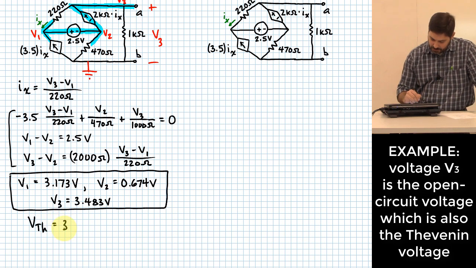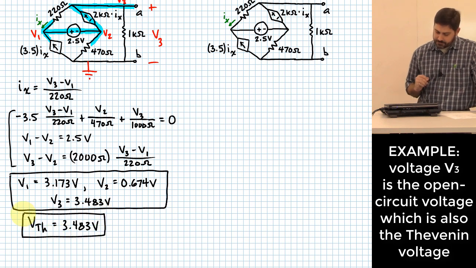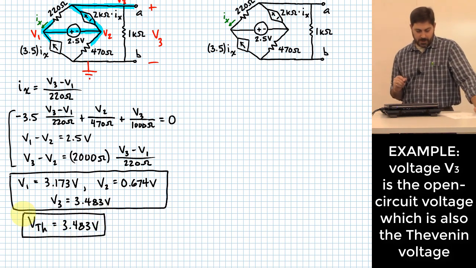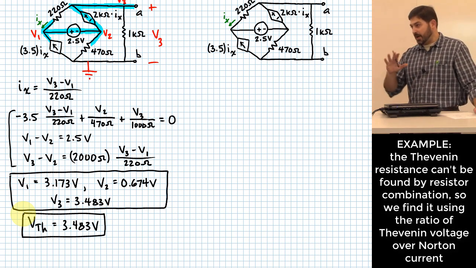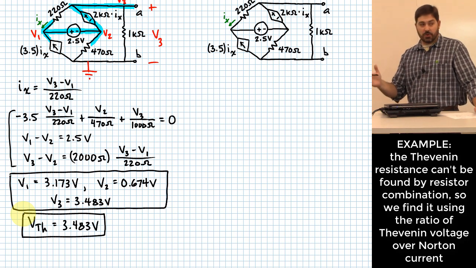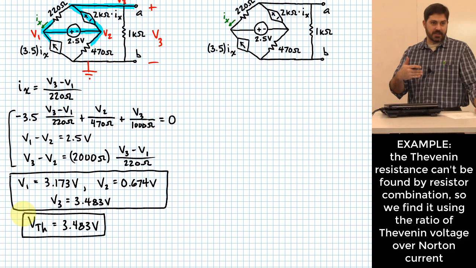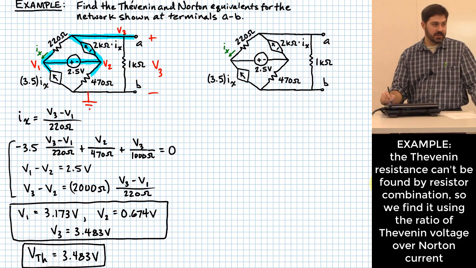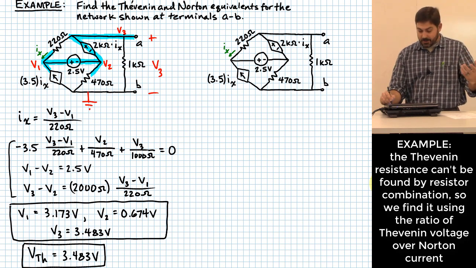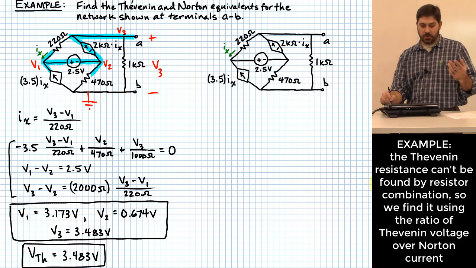Okay, 3.483 volts. Now, I can't come up with my total Thevenin equivalent yet because I don't know an equivalent resistance for my Thevenin circuit. That's the whole thing about this problem that makes it different than the last one we did, right? In this one, you can't find that RTH beforehand. So what do we need to do?